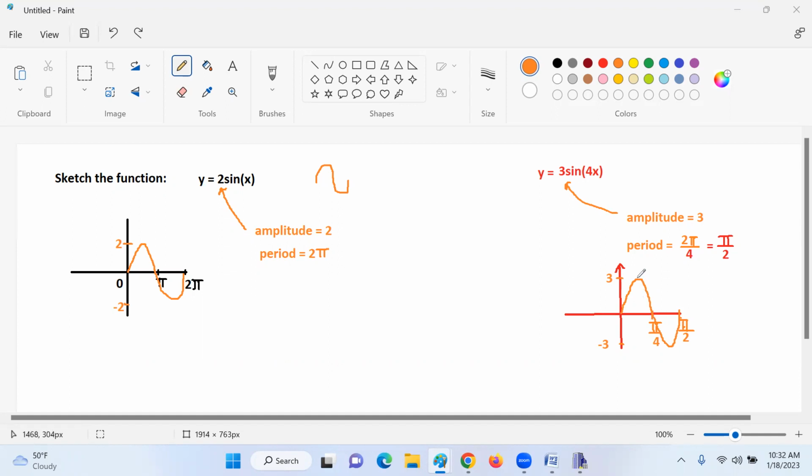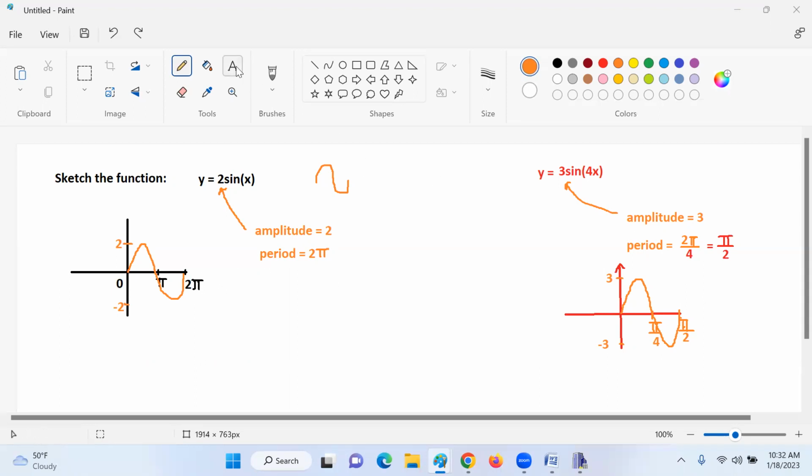That's it. I'm not going to care about pi over 8 and 3 pi over 8 and this part. So I'm not going to divide it into further quarters. It takes too much time. Okay. Are we good with this, people? Yes.